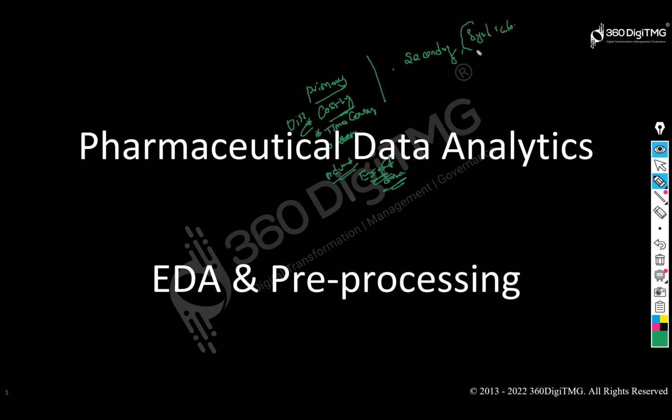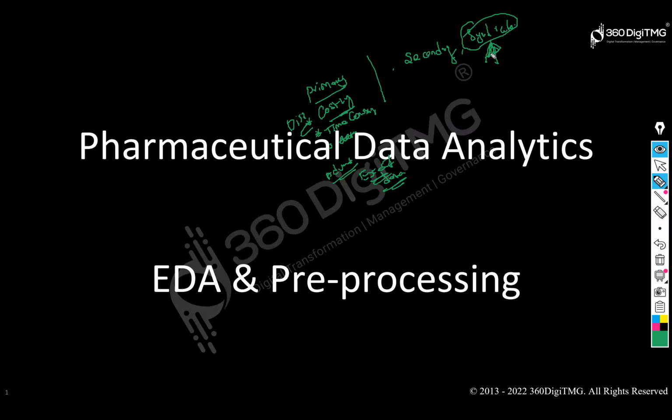Syndicate data is also a kind of primary data where we pay money to a company and get the data. If we want any data from a company, we can pay them money and we can get the data. That is syndicate data.